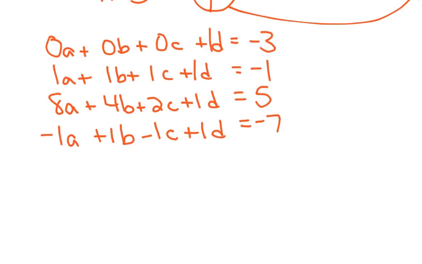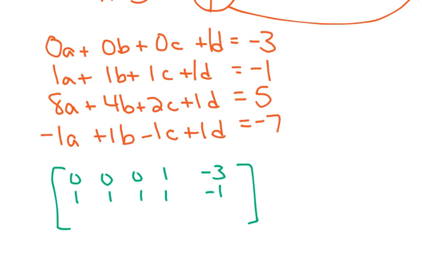All right, this is going to be put into a matrix where all we use are the coefficients. So the first row, it's going to be 0, 0, 0, 1, -3. The second row is going to be 1, 1, 1, 1, -1. The third row is going to be 8, 4, 2, 1, 5. And the next row is going to be -1, 1, -1, 1, -7.